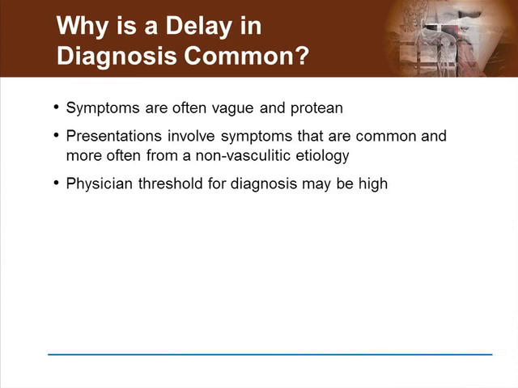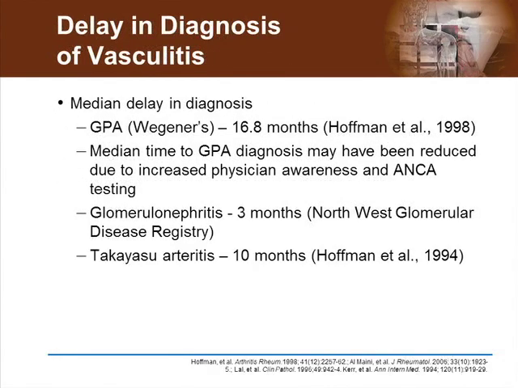It's also very true that the symptoms that finally do lead to the diagnosis of vasculitis are more likely from a non-vasculitic etiology, such as sinusitis is more likely from a viral or a bacterial infection rather than from GPA or Wegener's, or a headache is more likely from other etiologies than from giant cell arteritis. And finally, the physician threshold for diagnosis may be set too high, so vasculitis is not considered early enough in the differential.